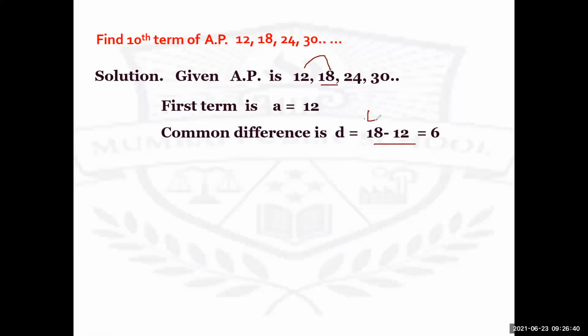See, d is what? T2 minus T1. Understand, it can be written as T3 minus T2, like that. So if you are doing T3 minus T2, you have to do 24 minus 18. If the sequence is in AP, whichever two consecutive numbers you subtract, the number after and the number before, the difference is going to remain the same for any number in this series.